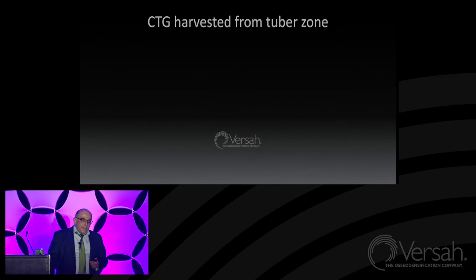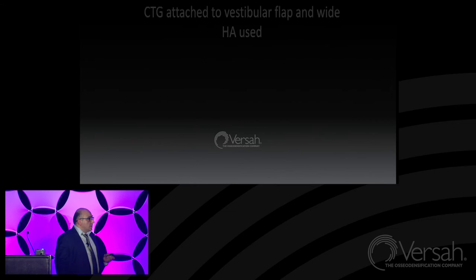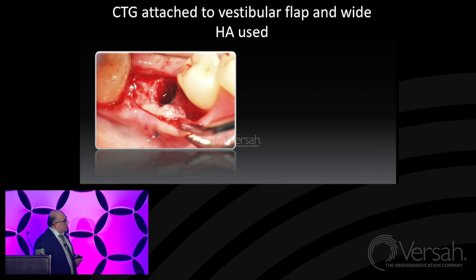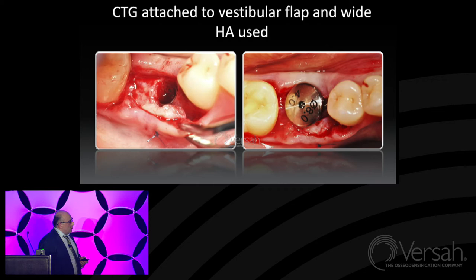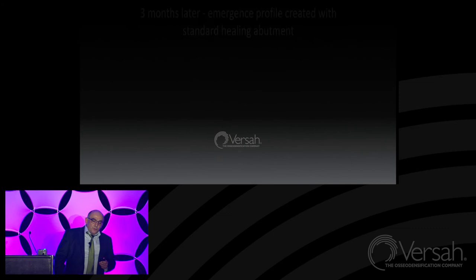We harvested connective tissue graft from the tuberosity zone and place it under the vestibular flap. Here it is. Look at this connective tissue graft under the vestibular flap. Then we place our healing abutment and suture it. Making post-op X-ray to be sure that the abutment is sitting fully and properly.